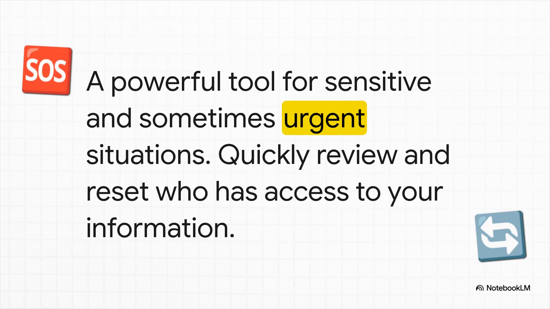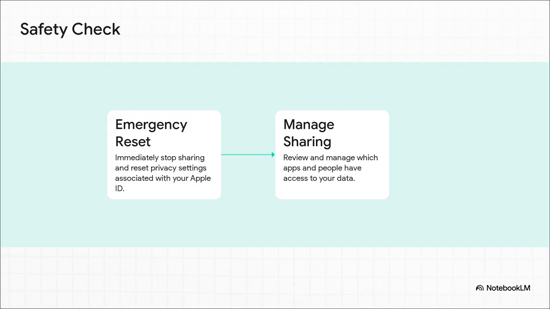And finally, we have a really powerful tool that's designed for more sensitive situations, especially ones that involve personal safety, where you just need to quickly and completely cut off access to your information. And it's called Safety Check. Safety Check really has two main jobs. There's the emergency reset, that's the big red button. It immediately stops sharing everything, like your location, and resets privacy permissions for all your apps.